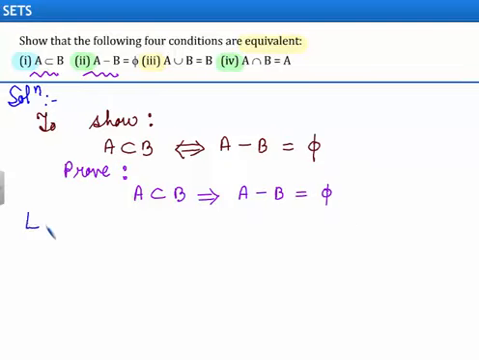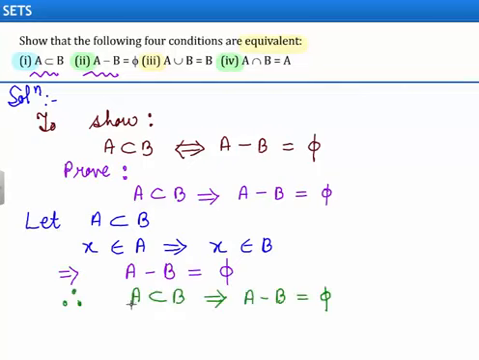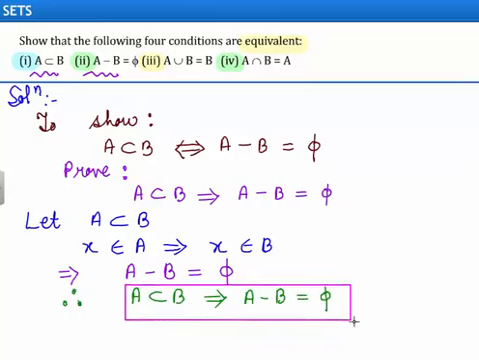So let us assume that A is a subset of B. This means X belongs to A implies that X belongs to B as well. And this means that there is no element in A which is not present in B. So this implies A minus B is equal to the empty set which is denoted by phi. Therefore, we can say that A is a subset of B implies that A minus B is equal to the empty set. Let us name this as 1.